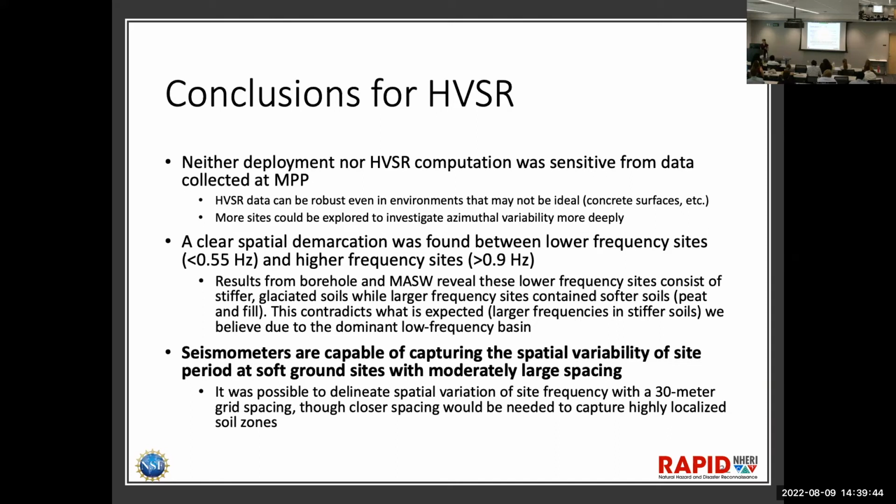Then from the campaign itself, we saw a clear spatial variation that indicated a threshold that showed the seismometers are capable of capturing the spatial variability without having to be too granular of microresolution, because we used 30-meter spacing. So the initial spacing that we did was sufficient. And if we wanted to explore more of this boundary of the glaciated soil and softer peat, we could do this with a smaller grid.